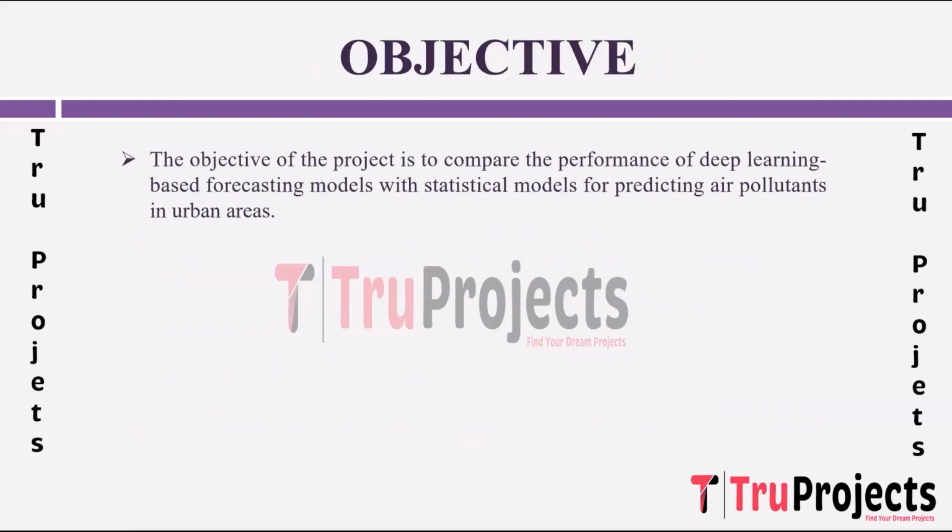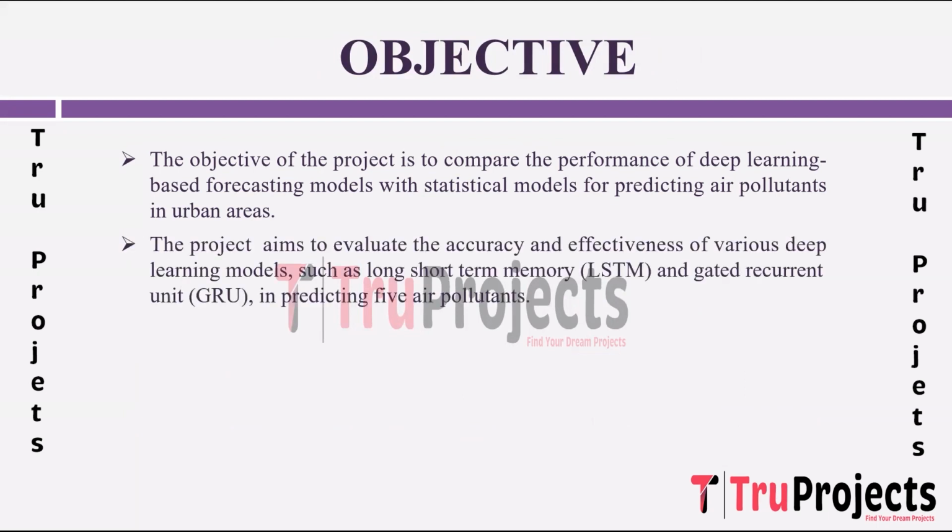Objective. The primary goal of the project is to conduct a comparative analysis between deep learning-based forecasting models and traditional statistical models. This comparison specifically focuses on their performance in predicting air pollutant levels within urban areas. The aim is to assess which type of model, deep learning or statistical, proves more effective and accurate in forecasting air pollutant concentrations.